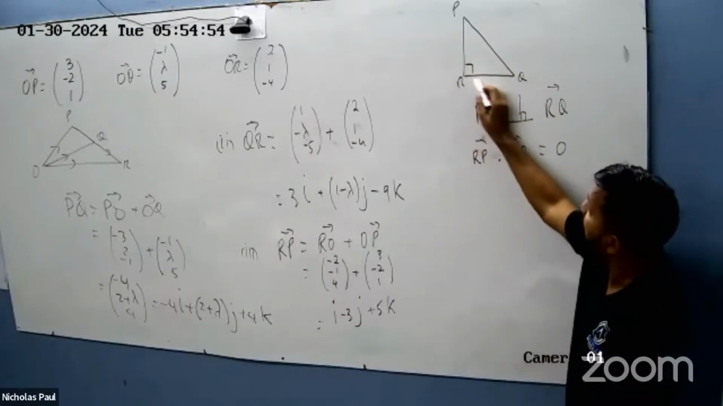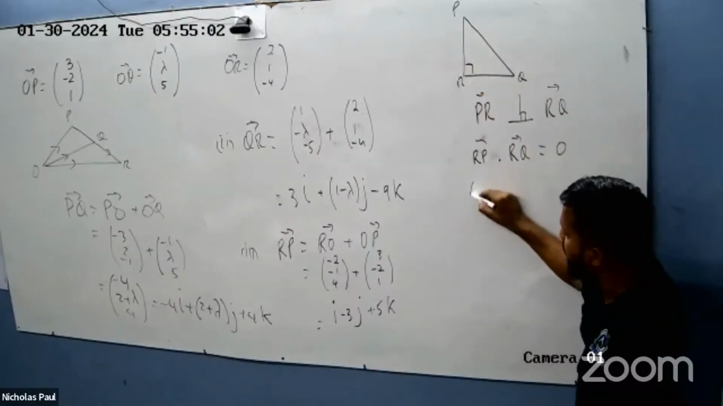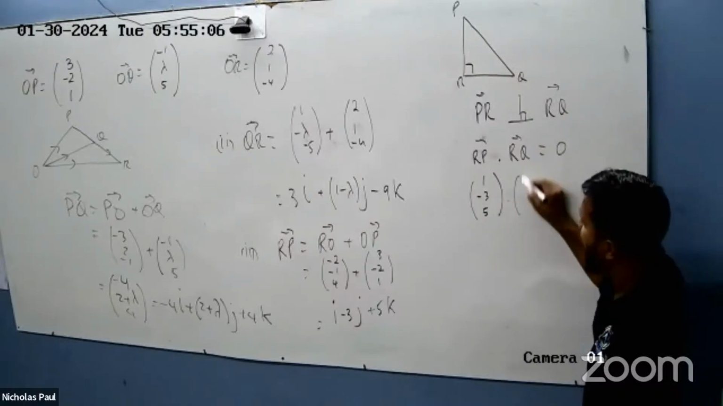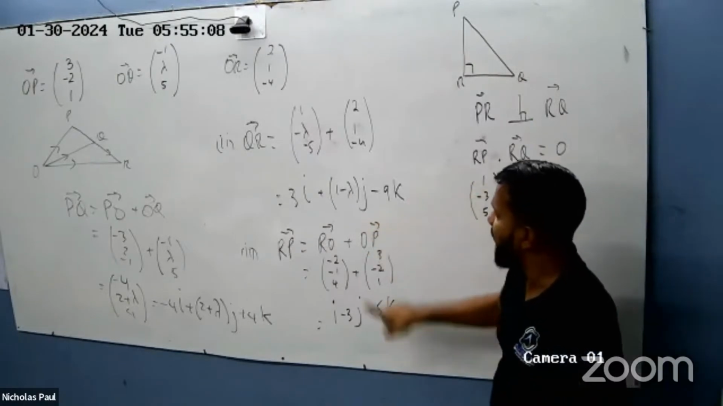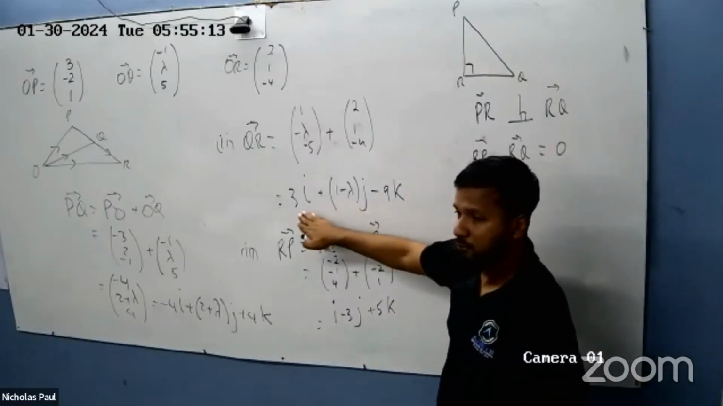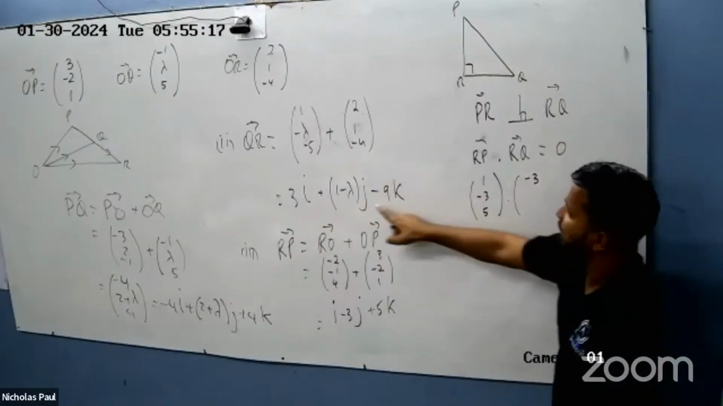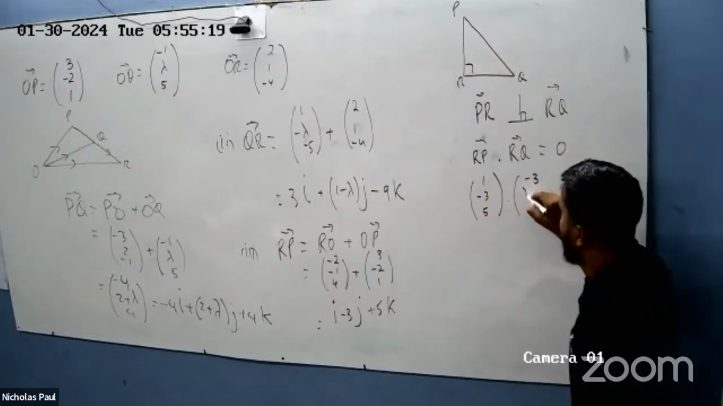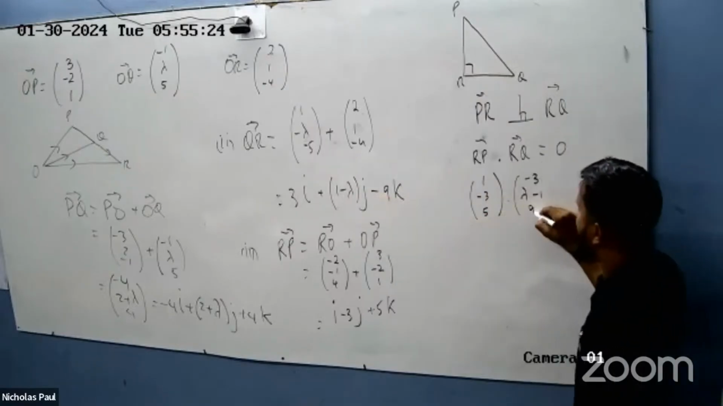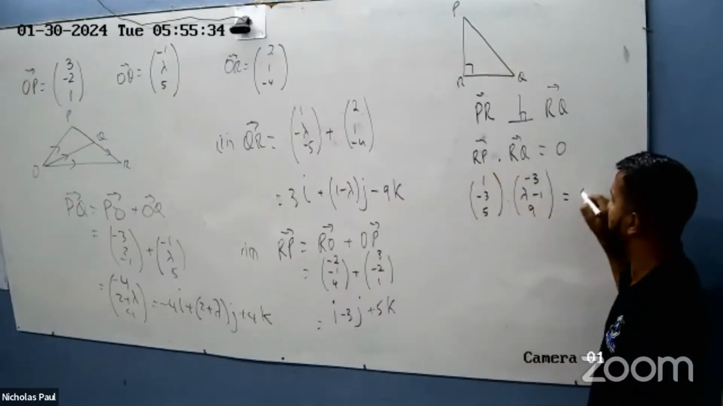Okay? RQ, RP. The vector is at R. So RP, we have it there: 1 minus 3, 5. RQ is here. So this is QR, right? So RQ will be minus 3, a change in the signs here, so that will be lambda minus 1, and minus 9 becomes positive 9. So therefore, this by this is equal to 0.